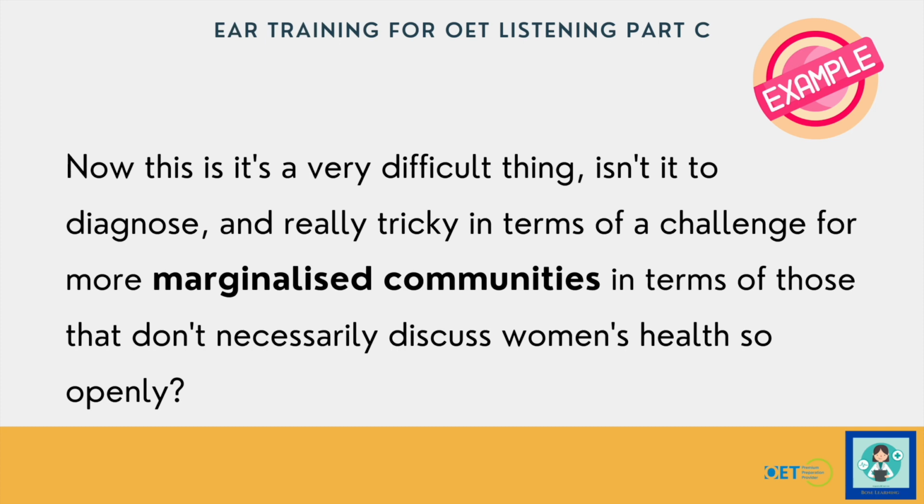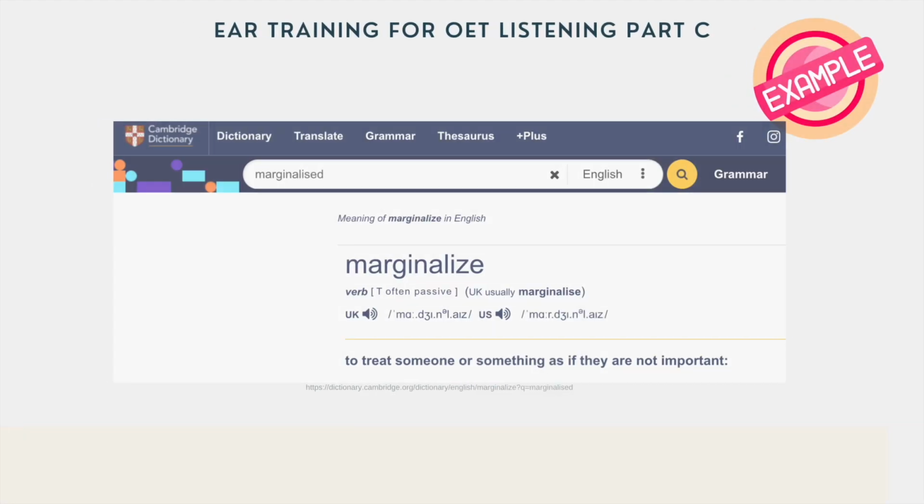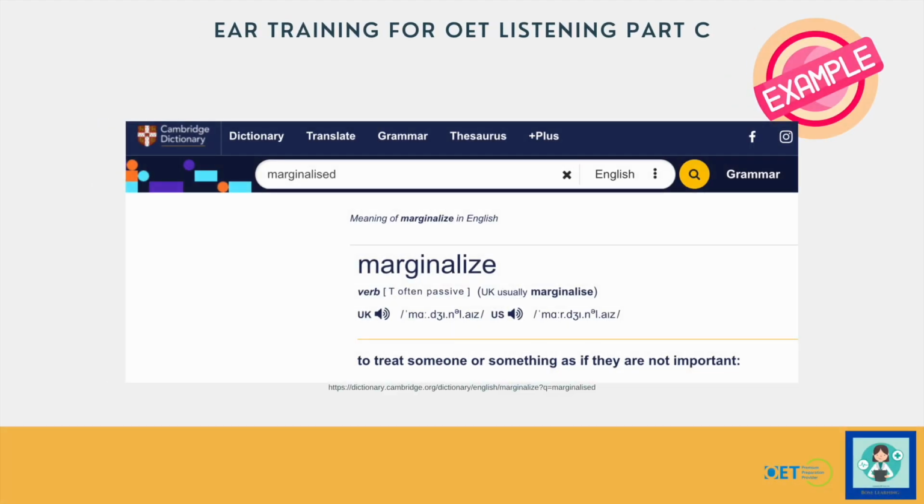Okay, so marginalised means communities or a group of people that are treated differently or not as importantly as other people in the community. So they are minority, they've been marginalised, they haven't been treated so fairly in the past, maybe, and in this case, they don't really want to talk about women's health. So that's the word that we are looking for.